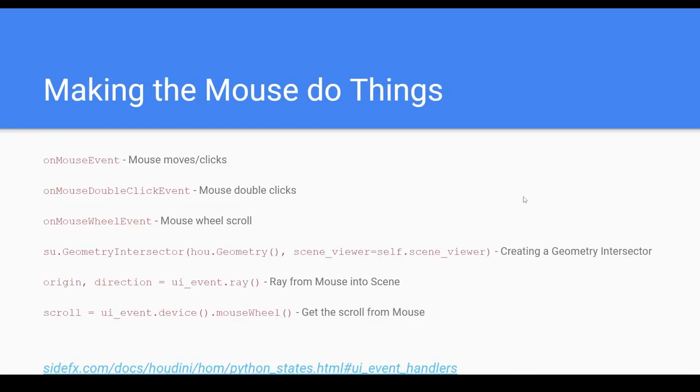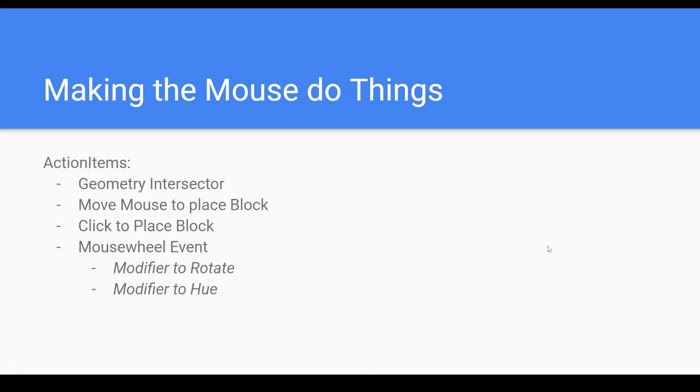Okay, let's move on to the most exciting part of the session, which is making the mouse do actual things. So let's take a look at the onMouse event handler, the onMouseDoubleClick event. We're not going to use that one. We are, however, going to use the onMouseWheel event to manage mouse wheel scrolls. We are going to be creating a geometry intersector, right, which allows us to intersect with geometry in the scene. We're going to be casting some rays from the mouse into the scene, or at least get some information about the origin and the direction from wherever the camera is looking. And we're also going to be setting some parameters using the scroll value.